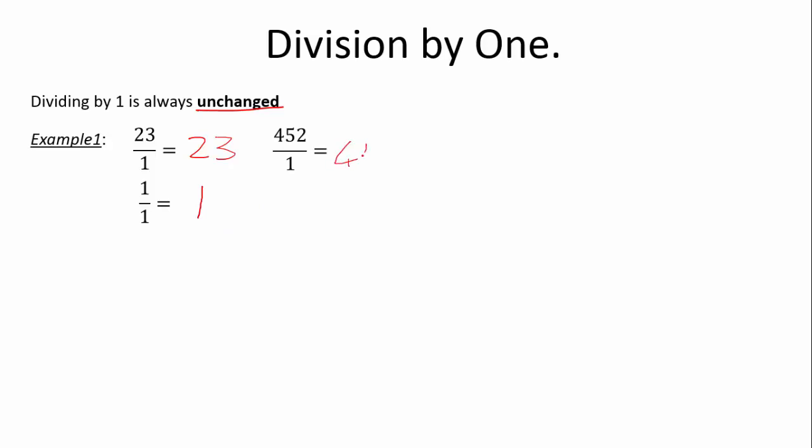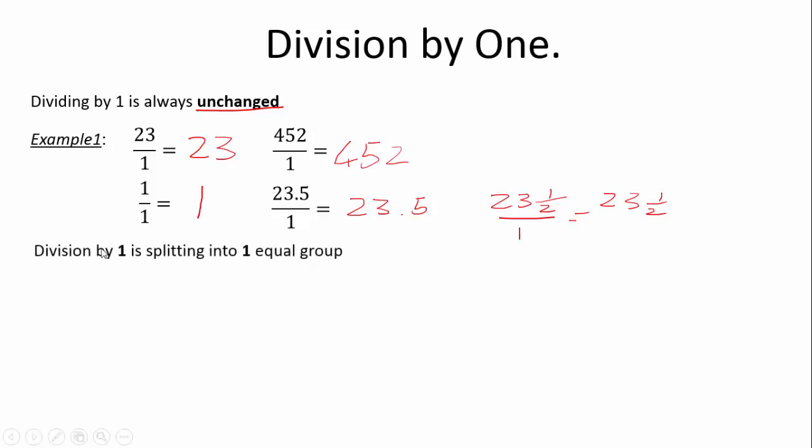That's 452. It is unchanged. What is 23.5 divided by 1? That is 23.5. And that is the same as saying 23.5. Right? Divided by 1 would still equal 23.5.